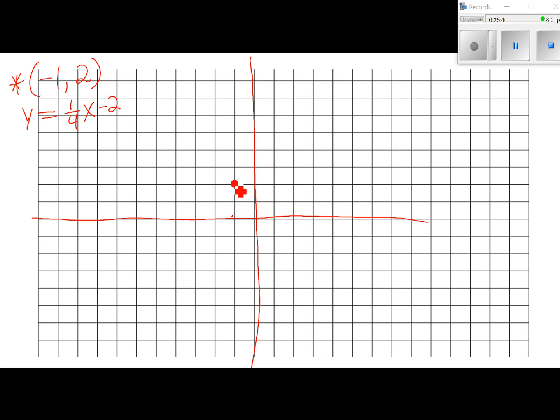Now, how do I graph this line? Where do I start to graph this line? You start right there. Whatever that point is, that's where you start. -2. That means you go on the y-axis, you go down 2 and you put a dot.